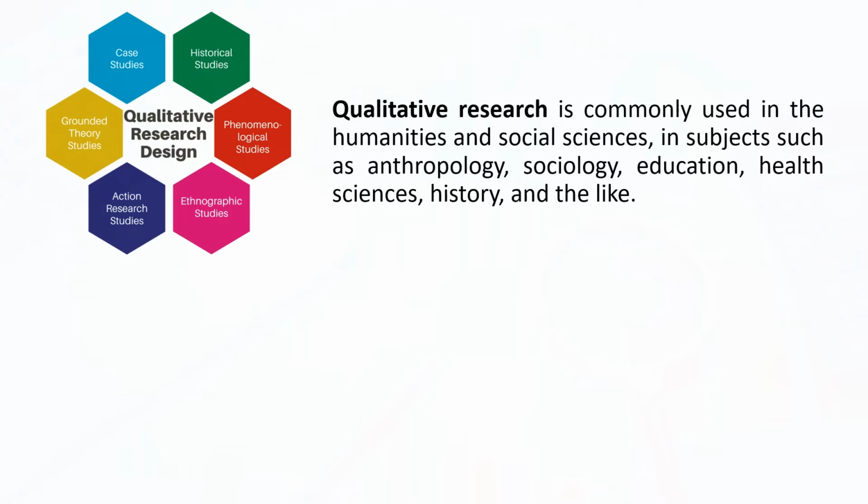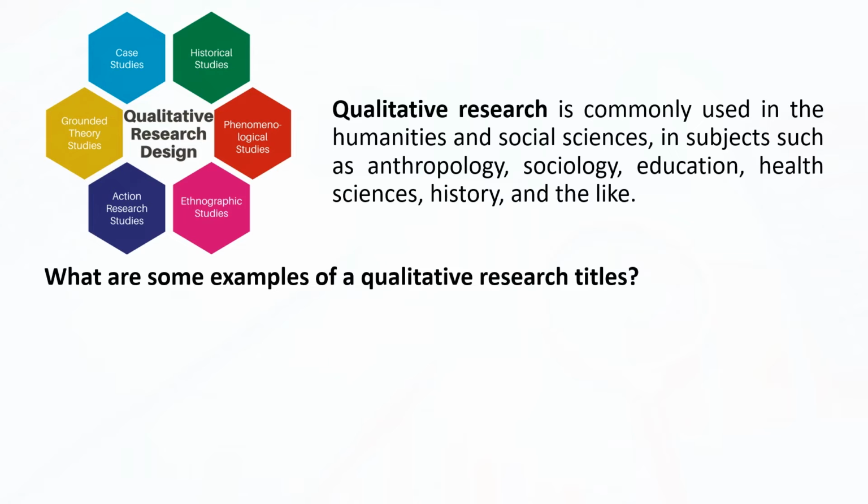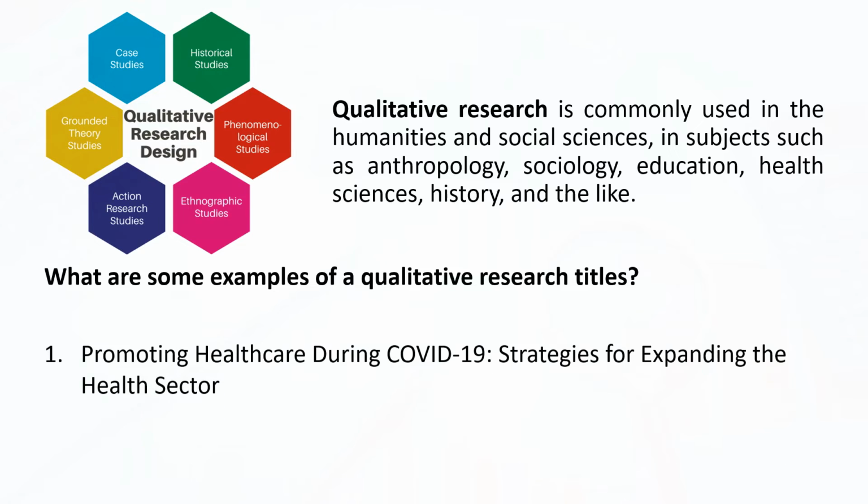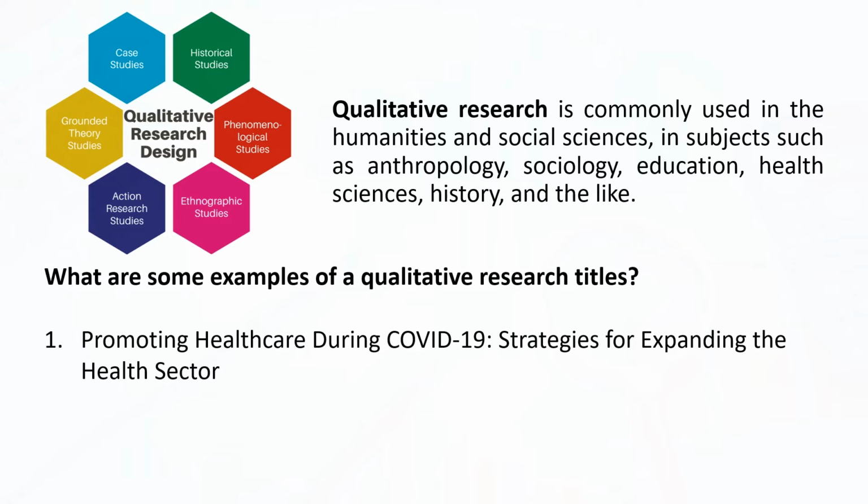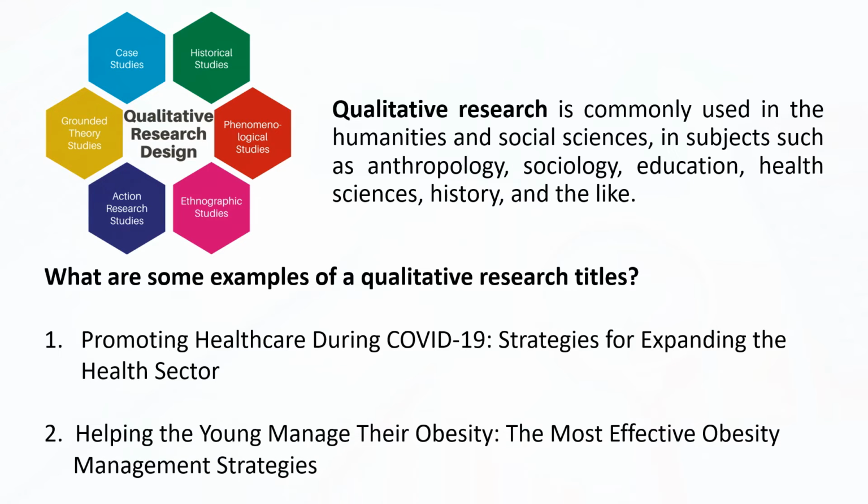Qualitative research is commonly used in the humanities and social sciences in subjects such as anthropology, sociology, education, health sciences, history, and the like. What are some examples of qualitative research titles? We have Promoting Healthcare During COVID-19, Strategies for Expanding the Health Sector. Or we can also have Helping the Young Manage Their Obesity, the most effective obesity management strategies.